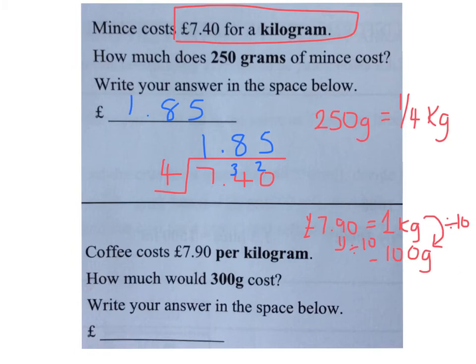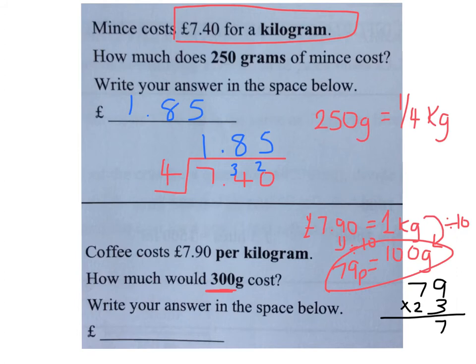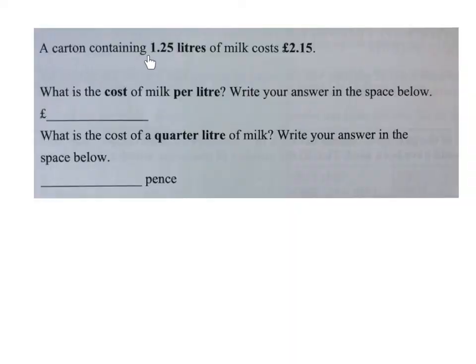£7.90 divided by 10 is 79, so 100 grams is 79p. We have to work out 300 grams, so I simply take my 79 and multiply it by 3. 3 9s are 27, 2 over. 3 7s are 21, plus your 2 is 23. Put that into money, £2.37.